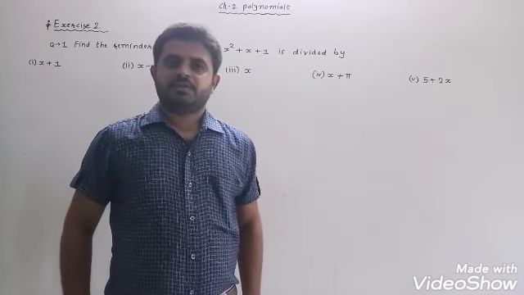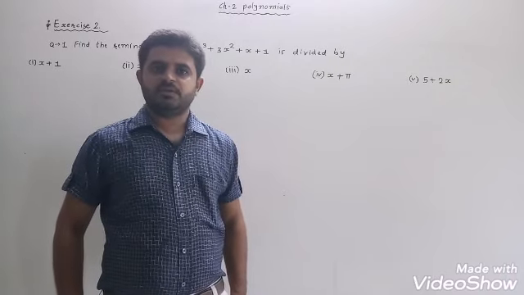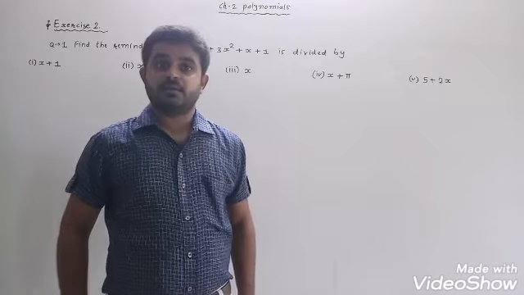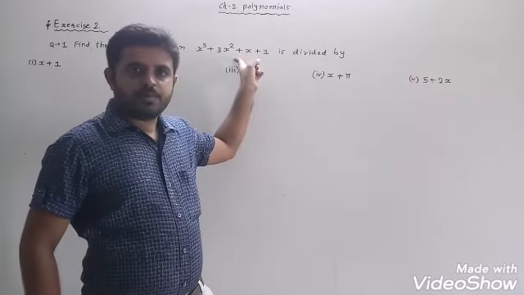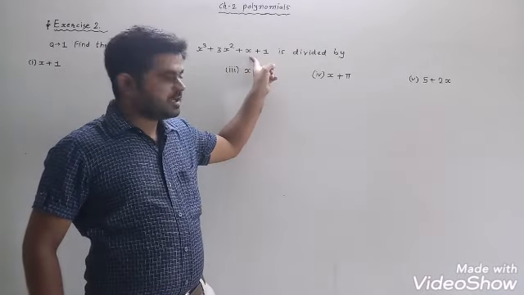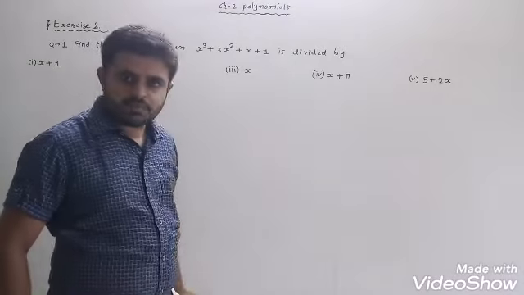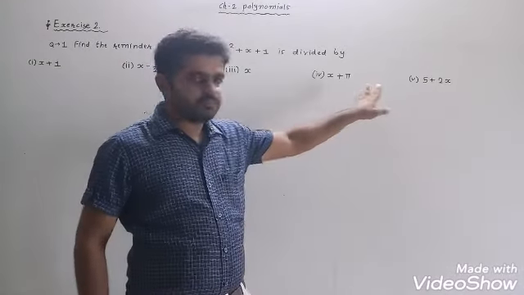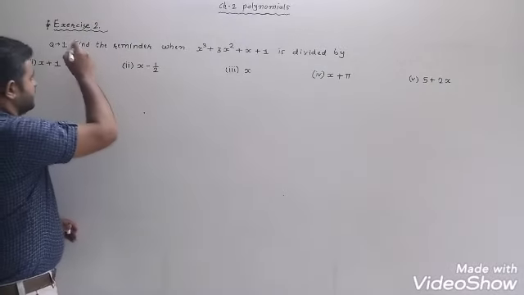Now we are in exercise 2.3. In this question, the instruction is to find the remainder when this polynomial x cube plus 5x square plus x plus 1 is divided by x plus 1, x minus 1 by 2, this whole 5. Okay, we have to find the remainder.